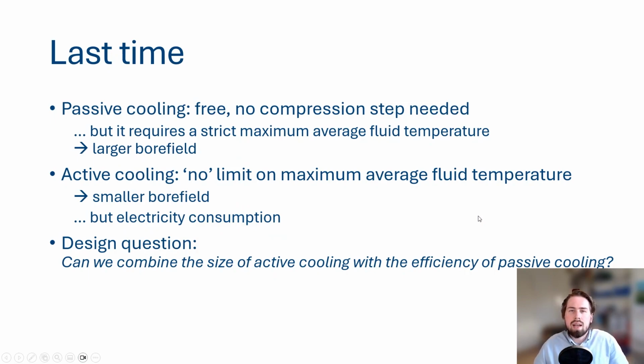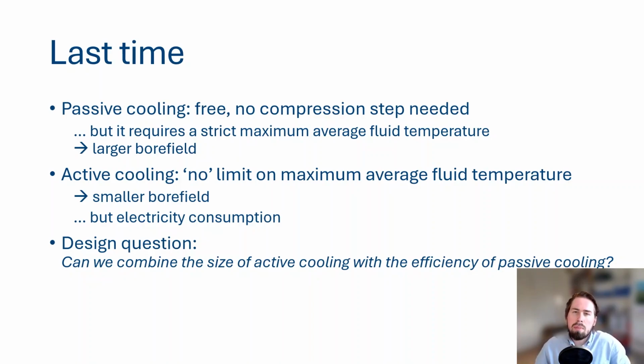So to recap, last time we talked about the difference between active and passive cooling. Passive, also sometimes called free cooling, is the preferred way of cooling your buildings with geothermal borefields, because there is no compression step needed. But the problem is that it requires quite a big borefield, because you have a very strict maximum average fluid temperature. If you want to cool your buildings passively, the temperature of your fluids cannot exceed the 18 degrees Celsius maximum limit, because otherwise you won't have the cooling capacity needed in order to cool your building.